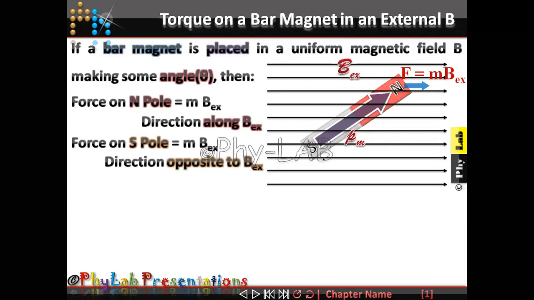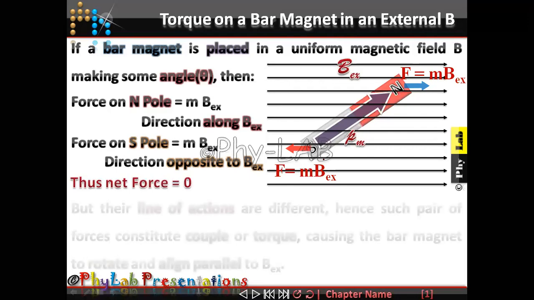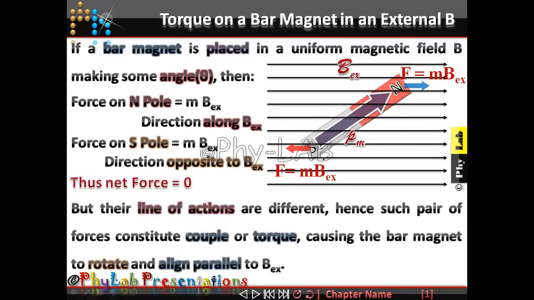Now, both the forces are directed in opposite directions. They both are equal in magnitude, hence the net force will be 0. But they will have different lines of action. Since the lines of action in both cases are different, equal and opposite forces with different lines of action always constitute a couple or a torque. So under the effect of this torque, the bar magnet starts rotating inside the magnetic field.